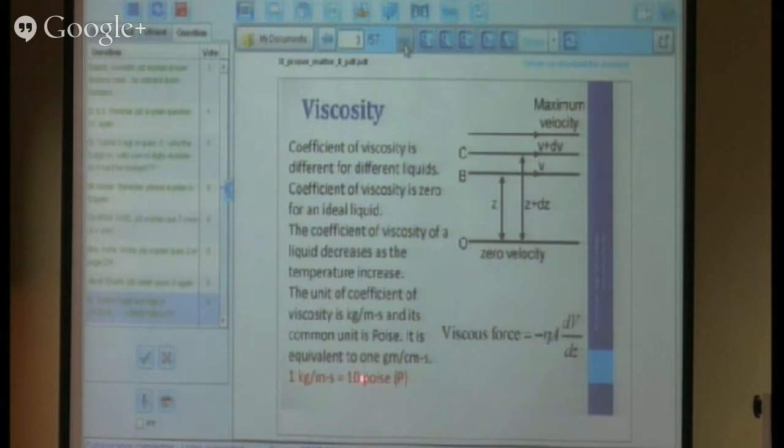But sometimes it is expressed in the CGS system as poise. For example, water in a normal condition has a viscosity of 8 millipoise. Poise is a CGS unit. The SI unit is bigger than the CGS unit by a factor of 10. Right? Whenever it is required, you can make use of it. Next slide.